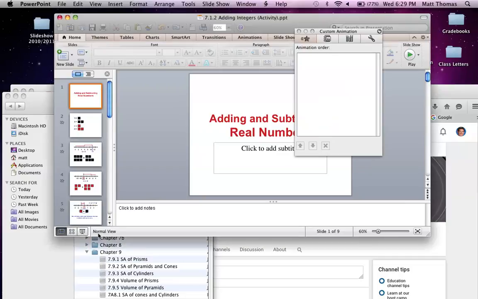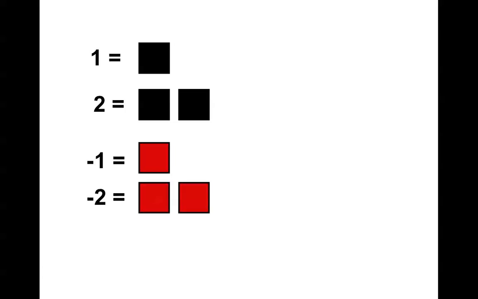Welcome back, everyone. Today we're going to be talking about adding and subtracting real numbers. For this lesson, I need to get you familiar with a couple of pictures. First, when I'm talking about the number 1, I will represent it with one black square. Therefore, if I'm talking about the number 2, it'll be represented with two black squares. Since we're going to be dealing in negative numbers today, a negative 1, to be different from a positive 1, will be one red square, and therefore negative 2 would be represented by two red squares.